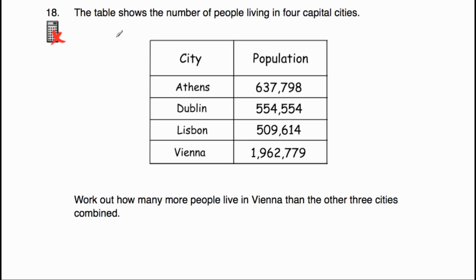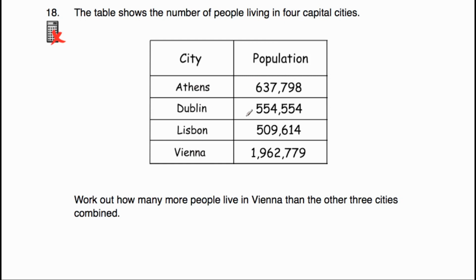So let's have a look at question number 18. We've got this table. It says the table shows the number of people living in 4 capital cities. Athens, the capital of Greece, with a population of 637,798. This is at the time of writing the table, according to Wikipedia. Dublin, capital of Ireland, is 554,554. Lisbon, the capital of Portugal, 509,614. And Vienna, the capital of Austria, 1,962,779. And the question says, how many more people live in Vienna than the other 3 cities combined?